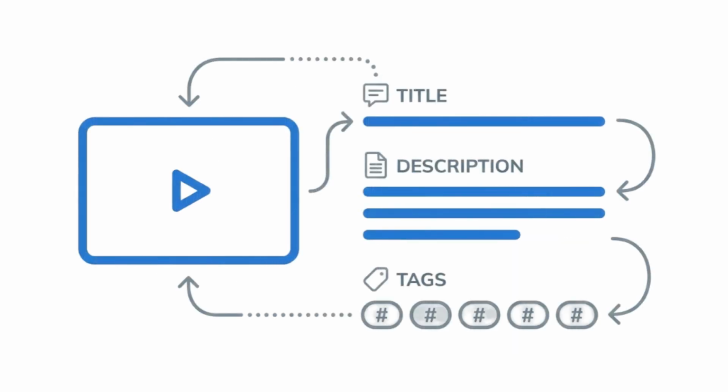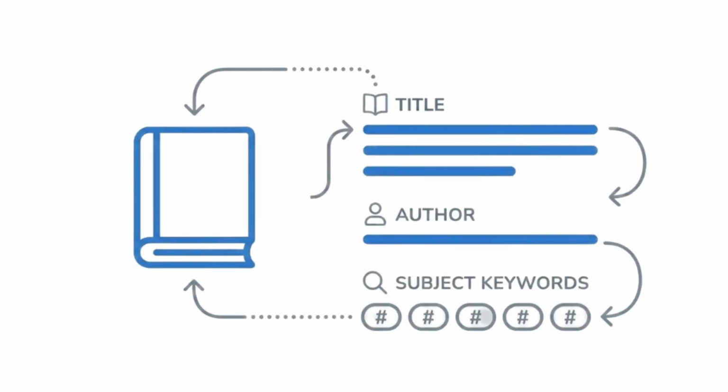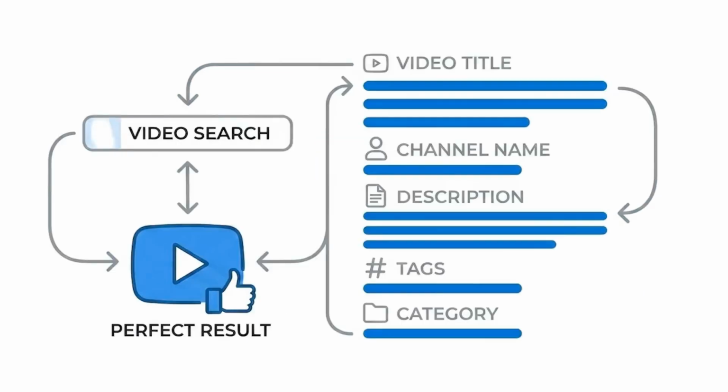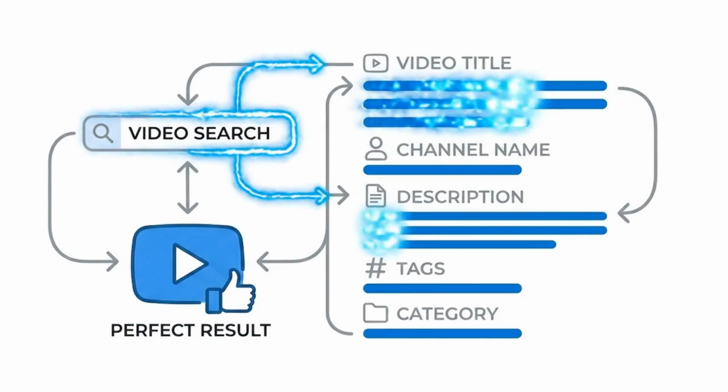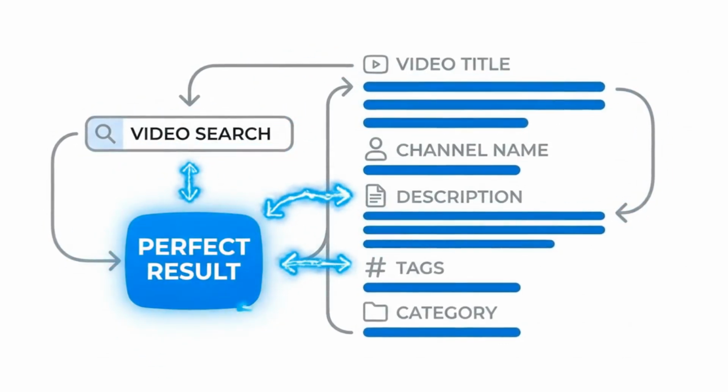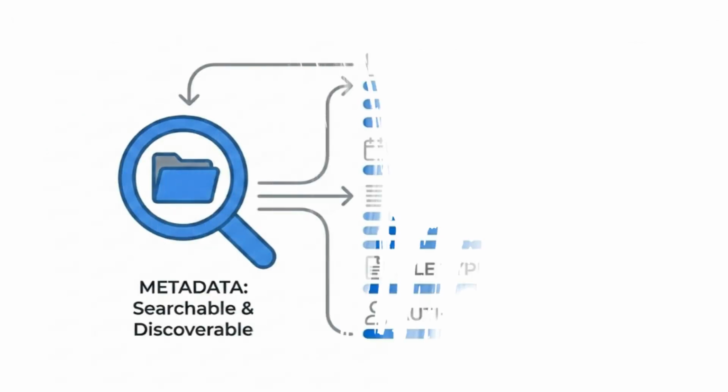Examples. A YouTube video's title, description, tags, and thumbnail. A book's title, author, and subject keywords. A song's track name, artist, and album. If you've ever searched for a video on YouTube and found exactly what you were looking for, descriptive metadata made that happen. It's the information that makes content searchable and discoverable.